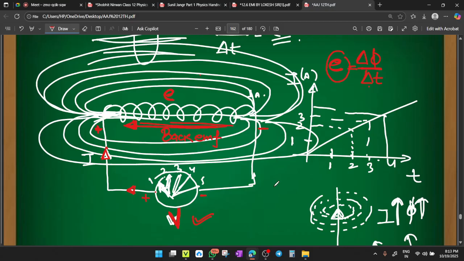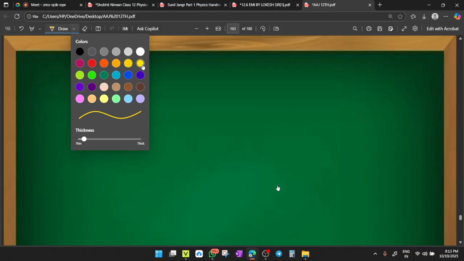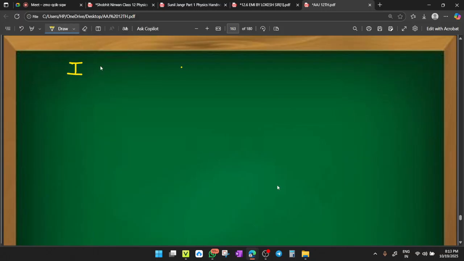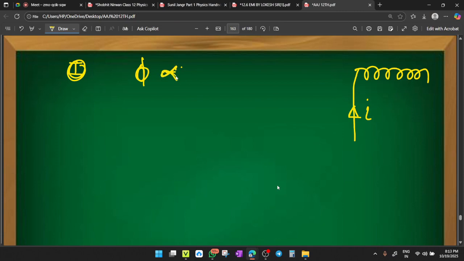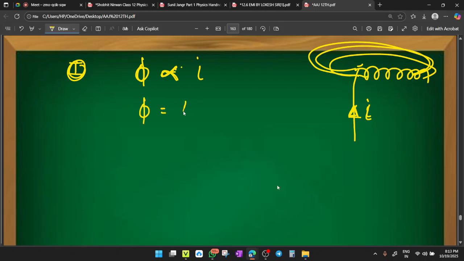Clear or not? Yes. So the concept of self-induction: the flux in the primary coil, or in the same coil, is directly proportional to the current I. As you increase the amount of current, your flux will rise. Agree, beta? So phi is proportional to I. So phi is equal to LI. L is a constant here.